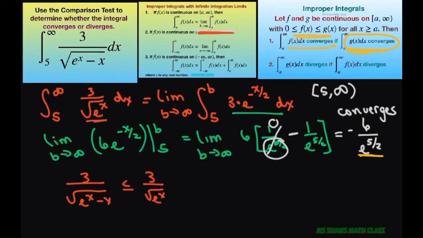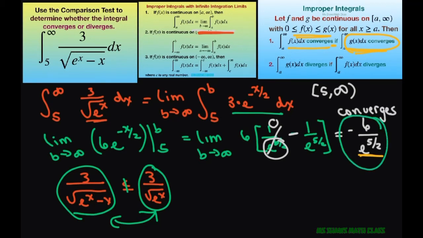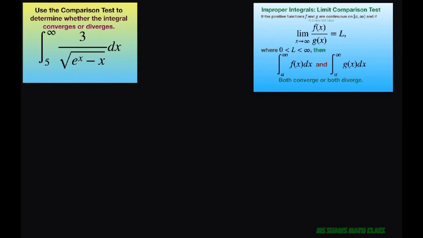So that means that f of x has to be smaller than our g of x. But that's not true, because this number is larger than this number. Alright, so basically this is not true. We're in the wrong direction. So when that happens, we can't conclude anything yet, but we can do an additional test called the limit test. And if the limit test works, then it will also converge. So let's do the limit test as well.